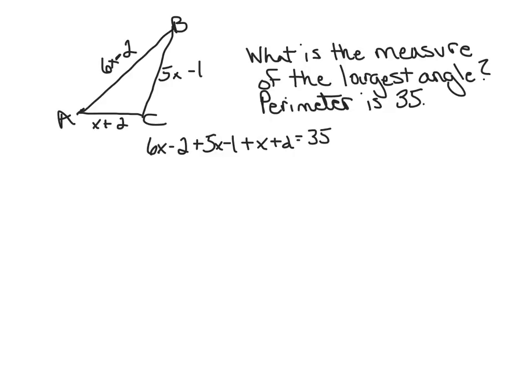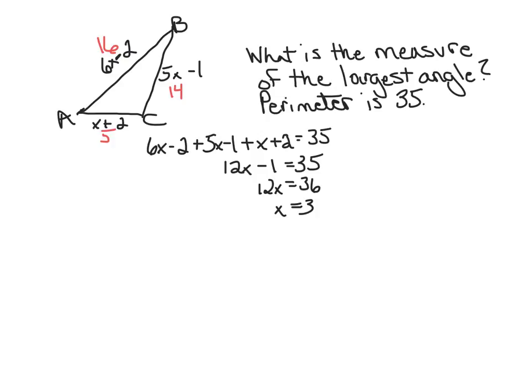And so when I do this, I get 11x, I get 12x minus 1 equals 35, which is 12x equals 36, which is x equals 3. So that means that this side is 6 times 3 is 18 minus 2 would be 16. This side would be 14. And this side would be 5.